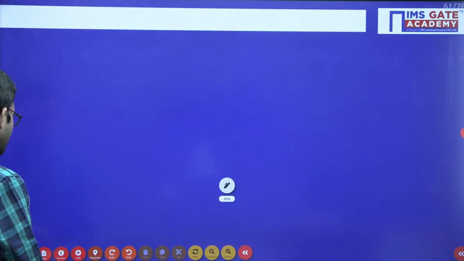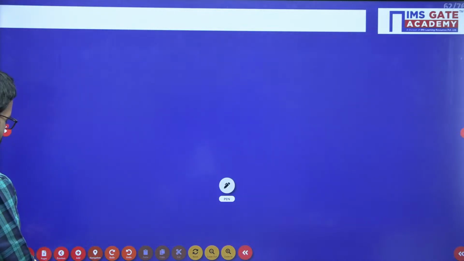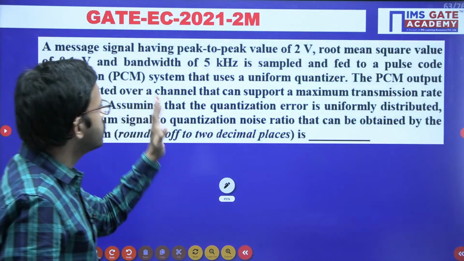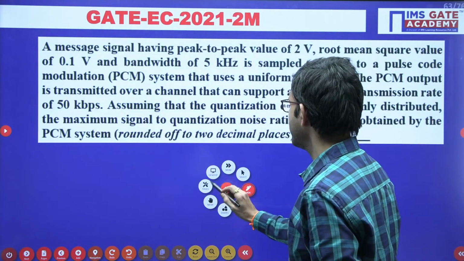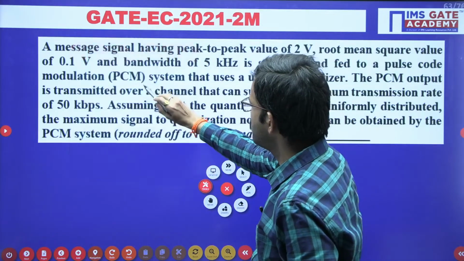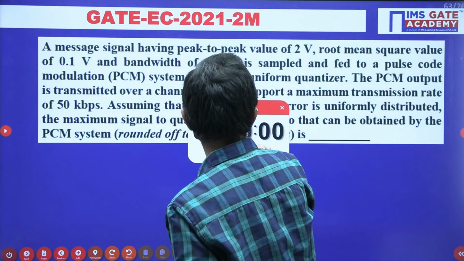So now let us see the last question, which is asked in GATE EC 2021 for 2 marks. This is a very interesting question. All of you give a try. This is the last question. All of you give a try.